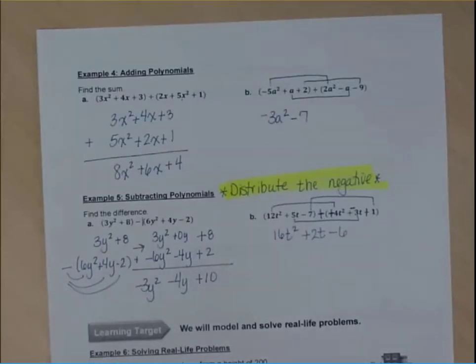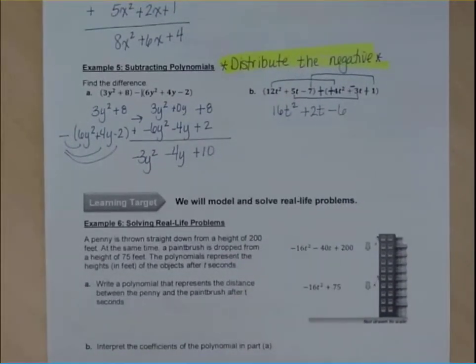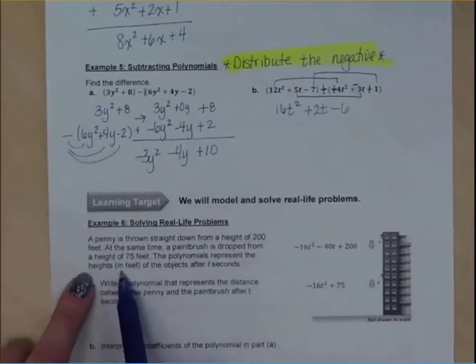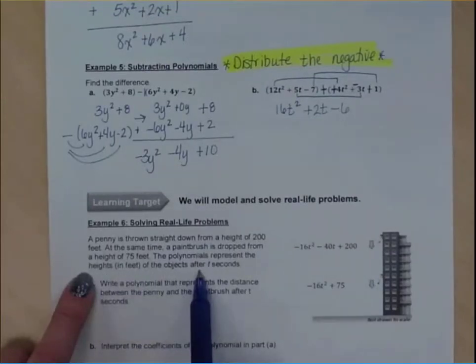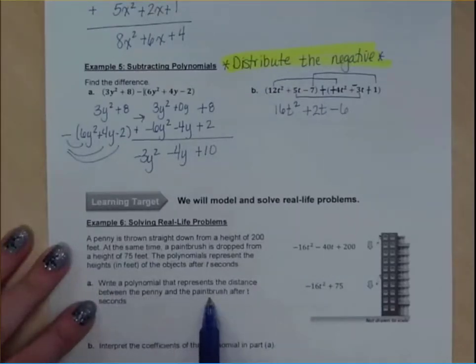Try these next problems on your own. Let's take a look at modeling a real-world problem. A penny is thrown straight down from a height of 200 feet. At the same time, a paintbrush is dropped from a height of 75 feet. The polynomials represent the height in feet of the objects after t seconds. Write a polynomial that represents the distance between the penny and the paintbrush after t seconds.